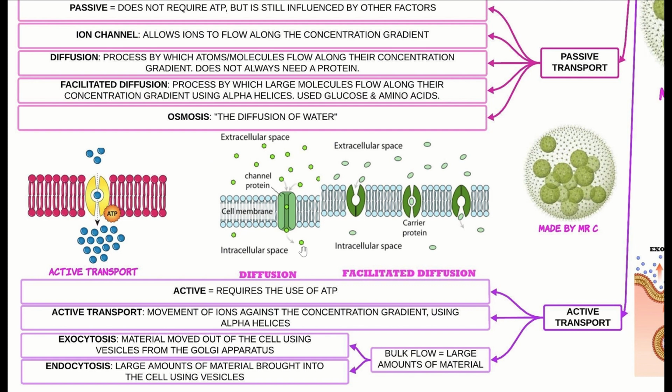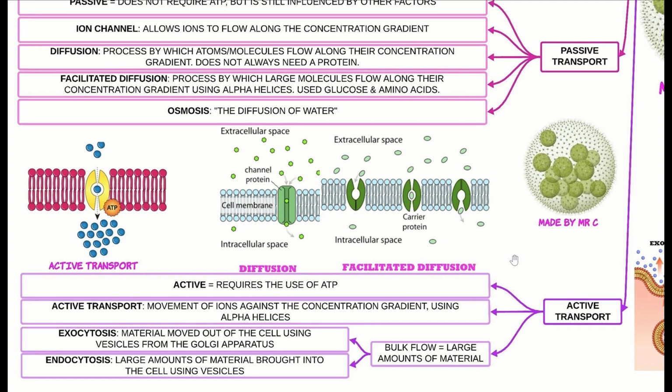All right, here we've got a diagram of diffusion in which ions are flowing through an ion channel into the cell in this case, in its passive process. Here we've got facilitated diffusion. We still have glucose or amino acids flowing along the concentration gradient, but it uses a carrier protein, but in this case it's passive and requires no ATP.